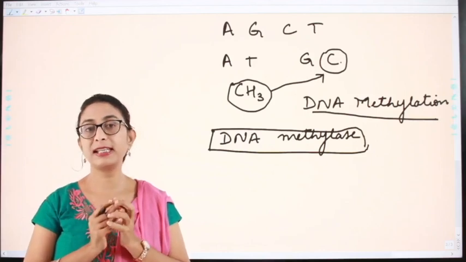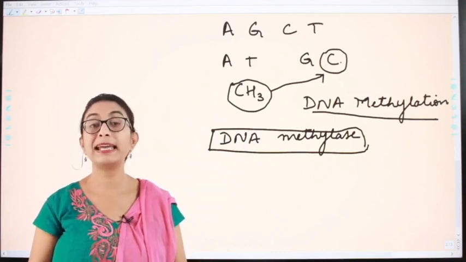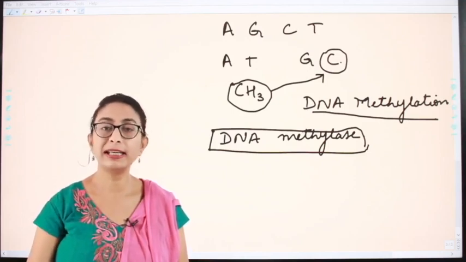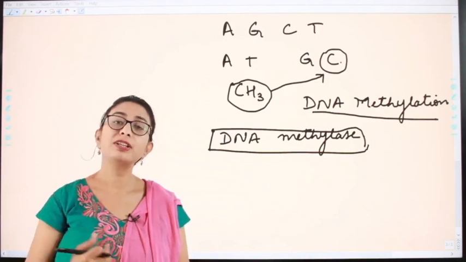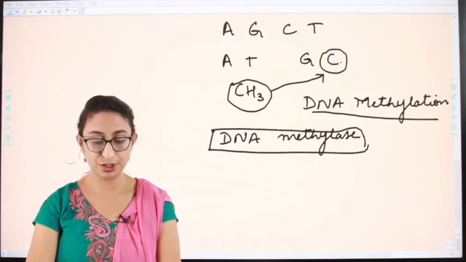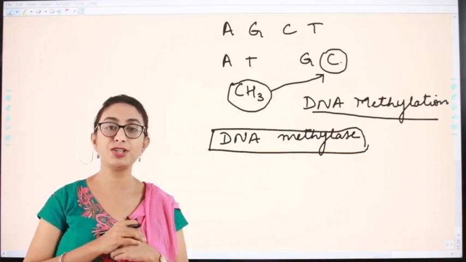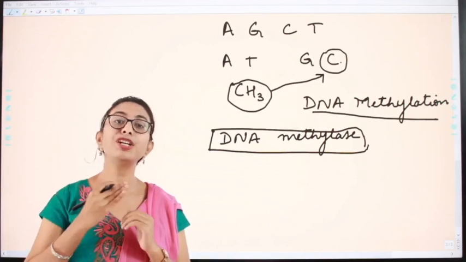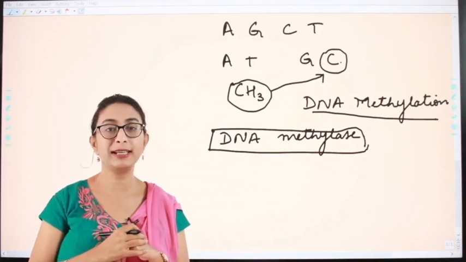Okay, did you understand what is DNA methylation? The addition of a methyl group by the enzyme DNA methylase to the cytosine of the DNA is called DNA methylation. So what is the function of this DNA methylation? DNA methylation controls the gene expression. What is the use of this? Its function is that it controls the gene expression, that is, when and how the gene should be expressed. That will be controlled by the addition of this methyl group to the DNA.